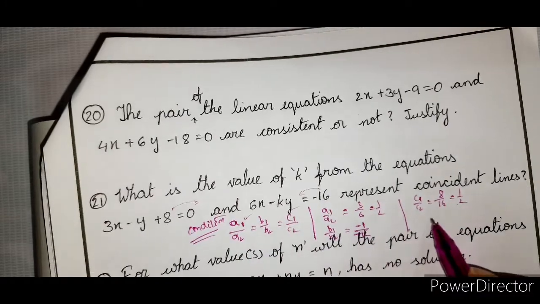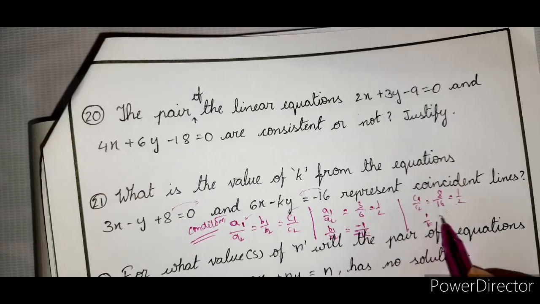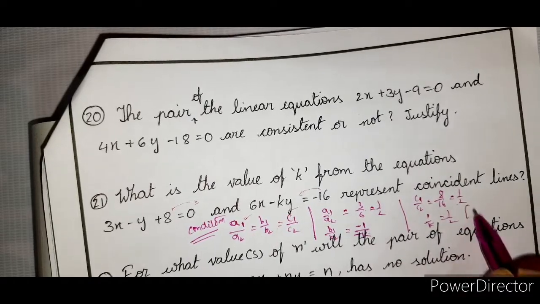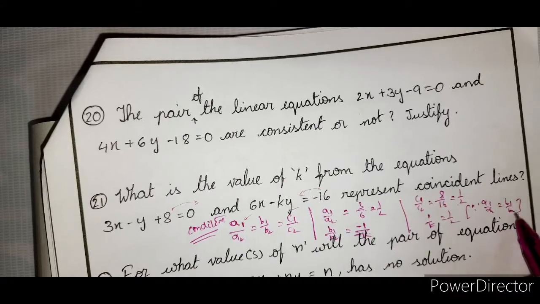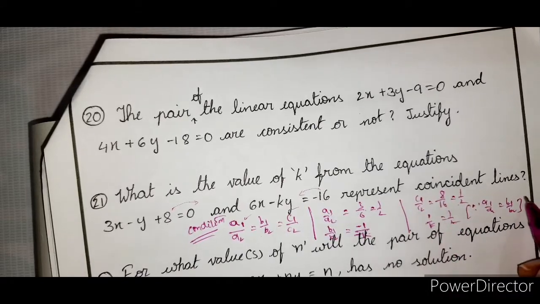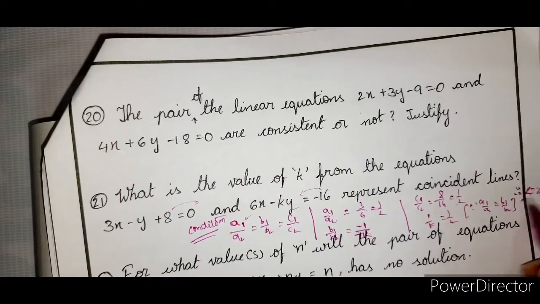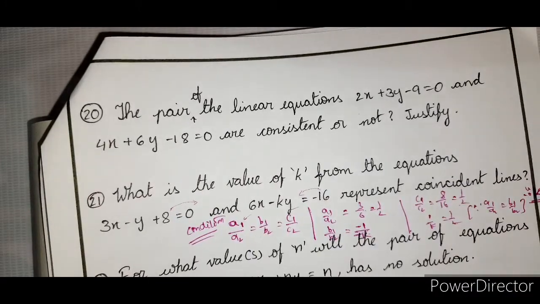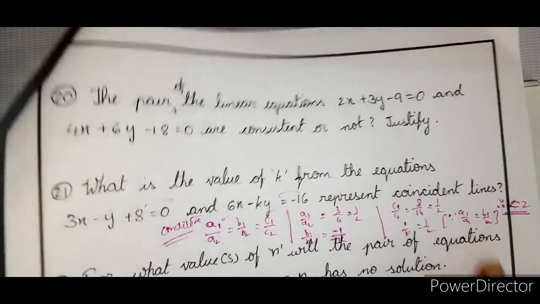So now from this condition, 1 by k is equal to 1 by 2, since A1 by A2 is equal to B1 by B2. So therefore k is equal to 2. What we get as the value? k is equal to 2. So please note it down. Very simple and direct problems. That is why I am doing them here only.